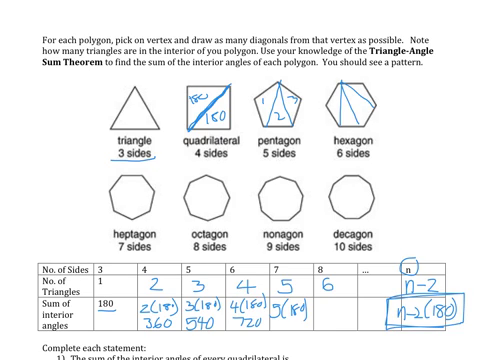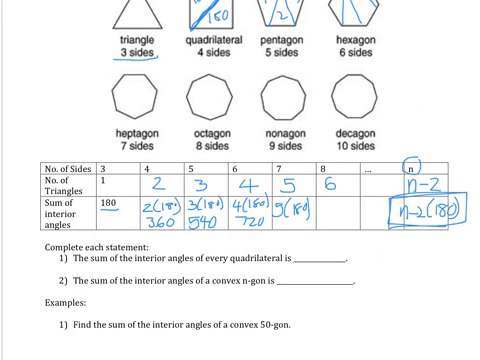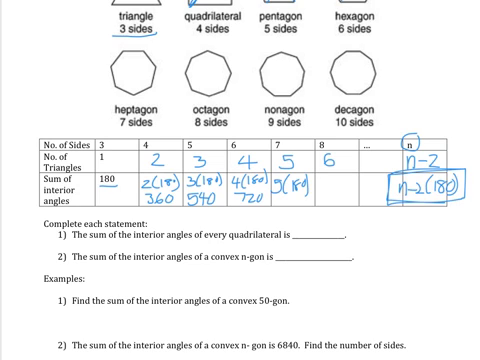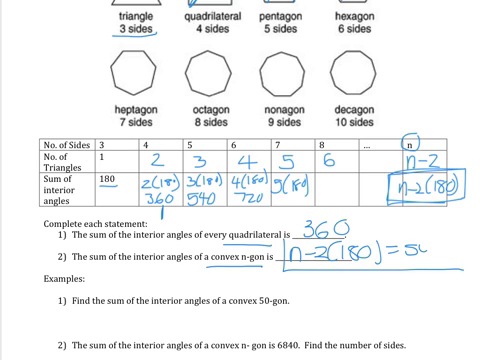And this is the actual formula we're going to use to figure out the sum of the interior angles according to the number of sides. We just said that the sum of the interior angles of every quadrilateral is 360 degrees. The sum of the interior angles of a convex n-gon is (n minus 2) times 180. So this is the formula we need: the sum of interior angles of any polygon, according to n being the number of sides.